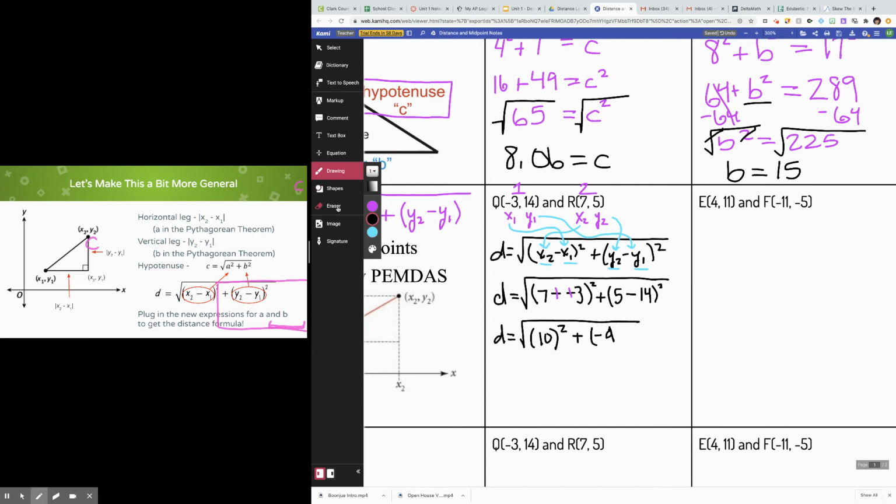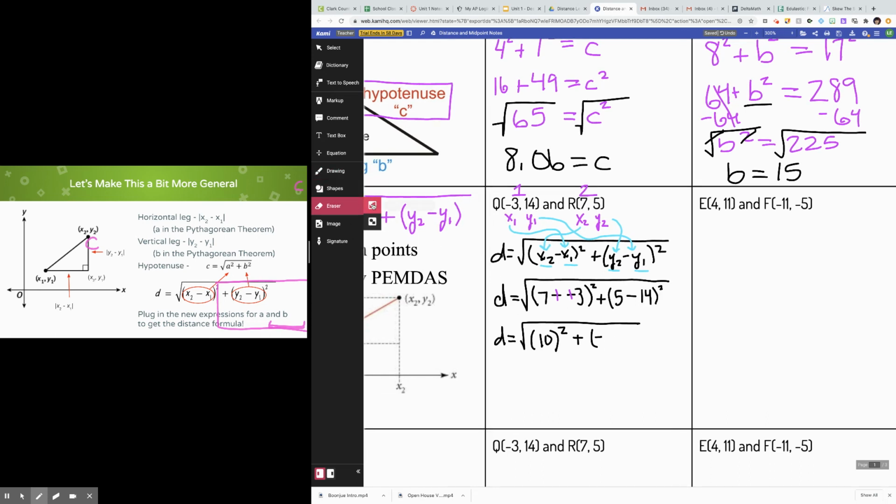Oops, sorry guys, that 9 looks crazy. Let's try that again. Okay, so 5 minus 14 is -9 squared. Right, so that's P in PEMDAS. Okay, next I need to do my exponents. Okay, so 10 squared is 100 plus, and -9 squared is 81. So that's E in PEMDAS.